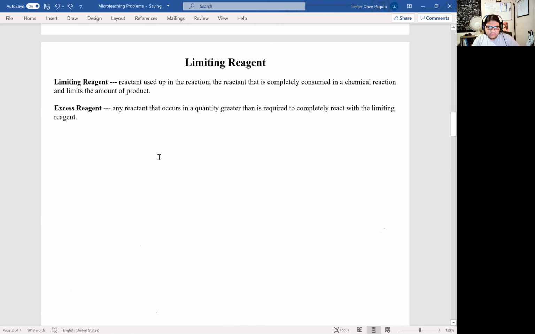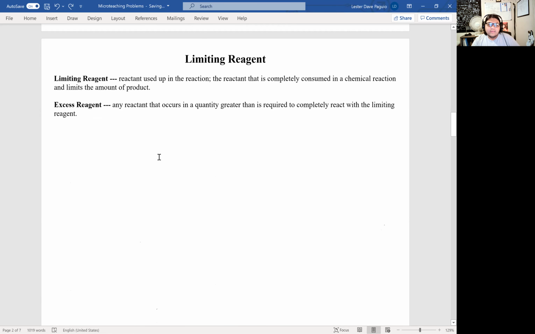Next, I want to talk about the limiting reagent. By definition, the limiting reagent is a reactant that is used up in the reaction. In other words, it is a reactant that is completely consumed in a chemical reaction and limits the amount of product. And the excess reagent is any reactant that occurs in a quantity greater than is required to completely react with the limiting reagent. So think of the limiting reagent in the following way.